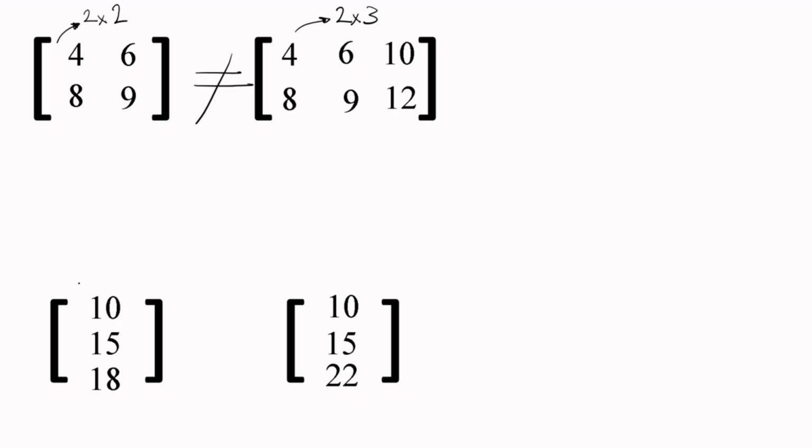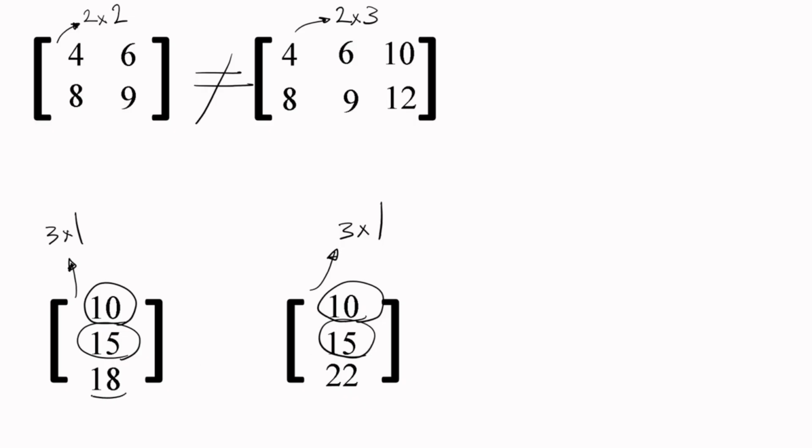Look at this one. First, let's talk about the order. The order of this one is 3 by 1, and the order of this one is 3 by 1 as well. So we do not have any problem with the first condition. Corresponding elements must be equal to each other. Here we have 10, okay, 15, okay. But look at the last element, they are not equal to each other. So these two matrices are not equal to each other.